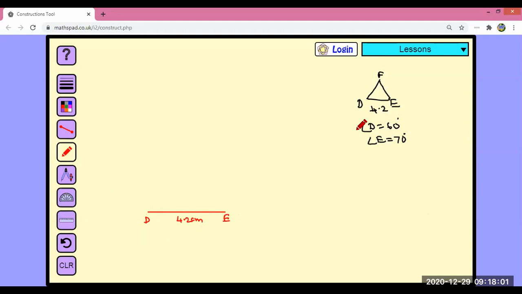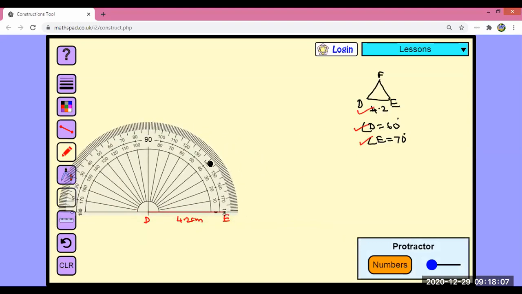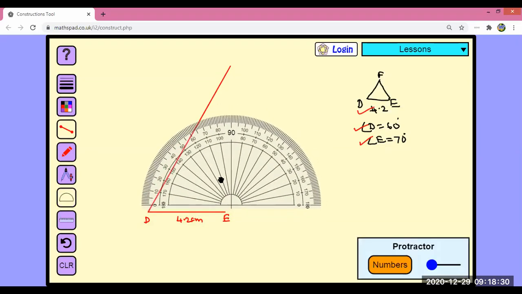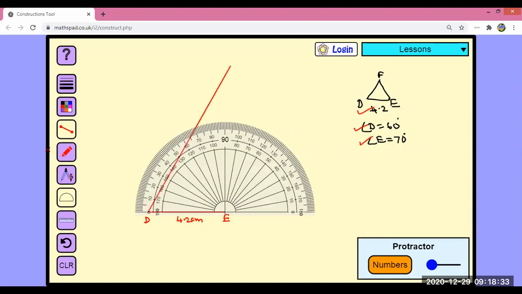Now draw those two angles. So place the protractor on point D and get 60 degrees. So angle D is 60 degrees over there. Join D to that point to get a 60 degrees line like that. And then place the protractor on point E and mark the other angle, which is 70 degrees. So 70 degrees over here.